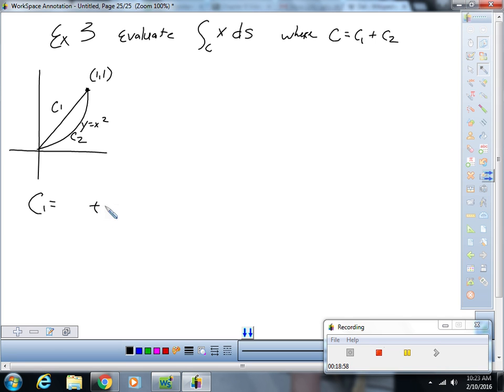What's our value for t? t goes from 0 to 1. x equals t, y equals t, okay? For C2, it seems to me like it makes sense to go from 1 to 2. I'm looking in the book to see what they did.